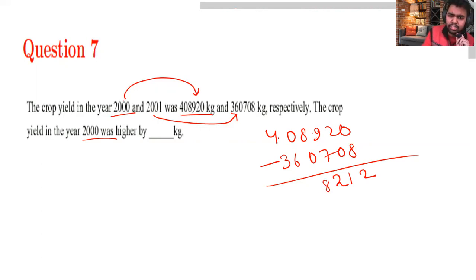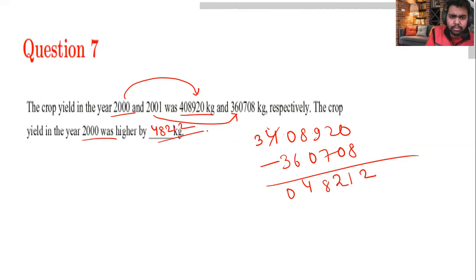Again, I have to subtract 6 out of 0, which is not possible. I am going to take one carry here. It will become 10 and this will be just 3 because I have taken one carry here. So now 10 minus 6 is 4, and 3 minus 3 is nothing, it is just 0. So what is my answer? My answer is 48212, and that is my correct answer.